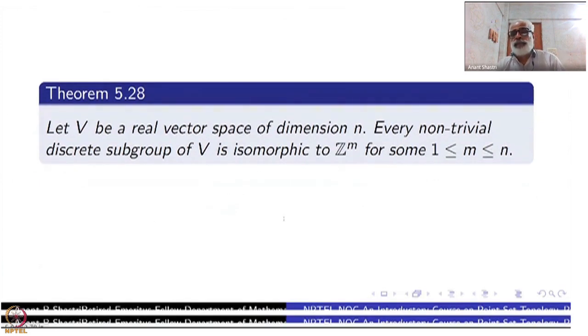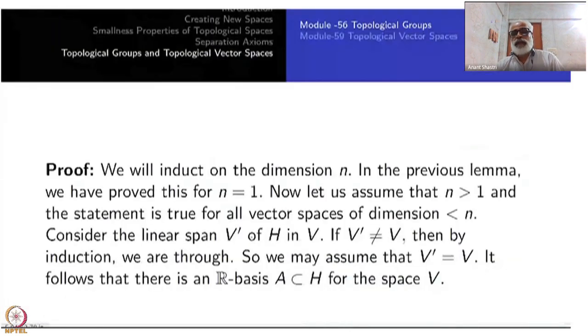Induction and some linear algebra. Let us assume this n is bigger than 1, and the statement is true for all vector spaces of dimension less than n. Take the linear span V prime of H inside V. H is a subset of V, so you can take the linear span. That is a vector subspace of V. If V prime is the whole of V, then by induction, we are through. If V prime is not the whole of V, then this subspace has dimension less than n.